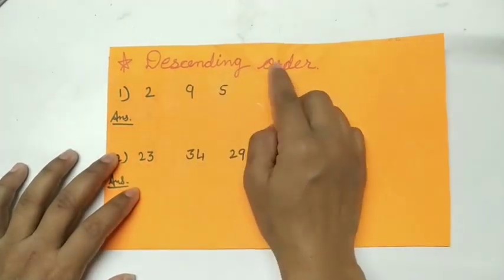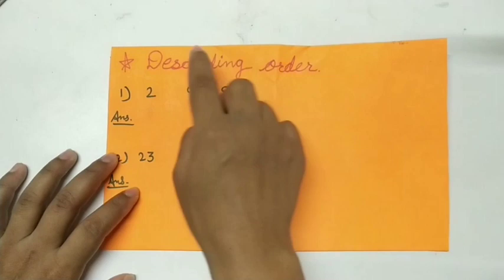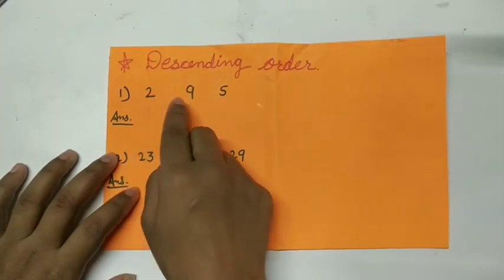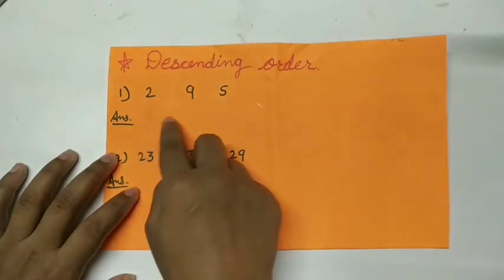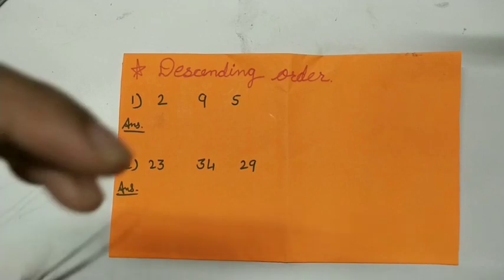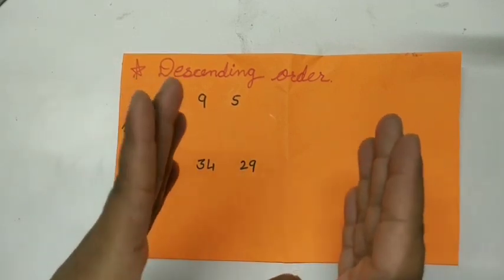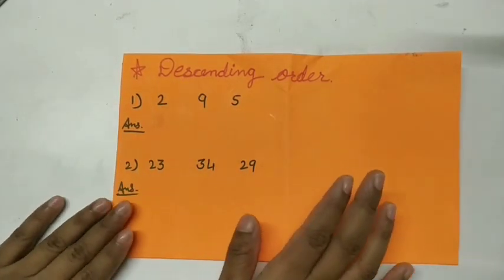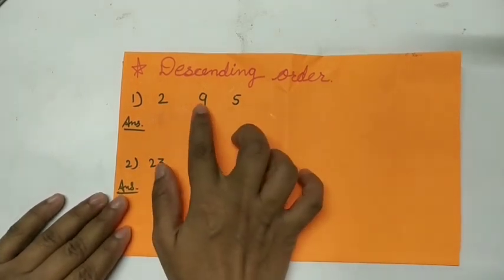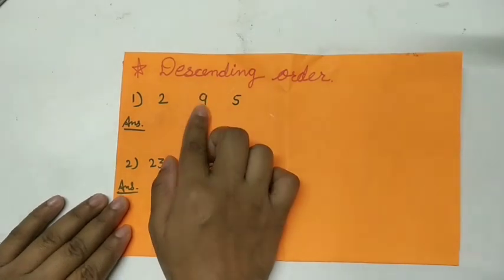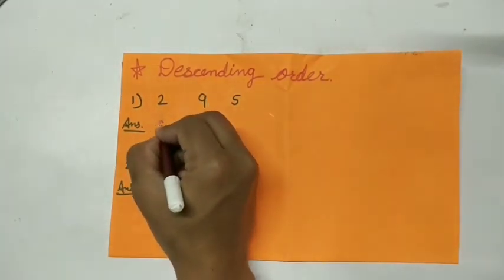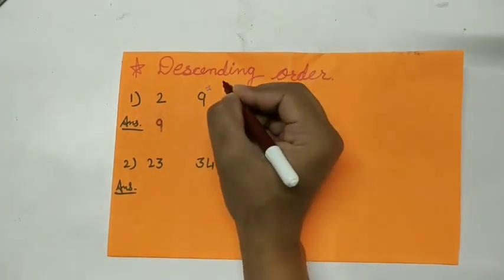Descending order. See the first example: 2, 9, 5. We have to arrange these numbers into descending order. Descending order means greatest to smallest. So first of all we will find the greatest number. Which is the biggest number? 2, 9 or 5? 9. So I am writing 9 first of all. 9 done. So cut down 9.